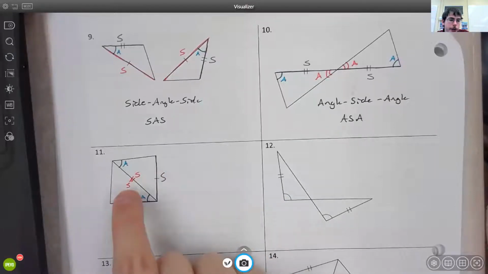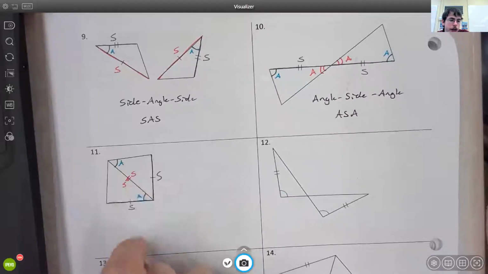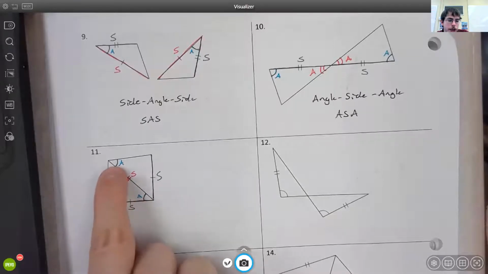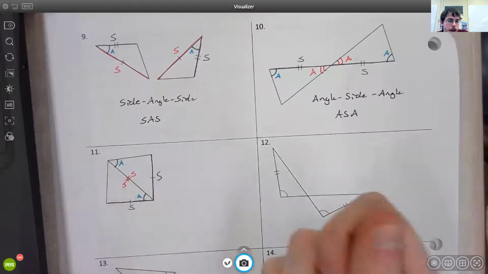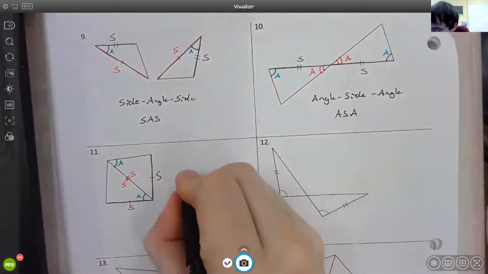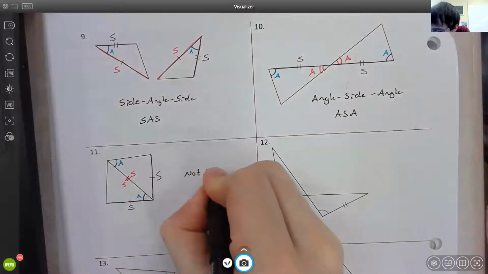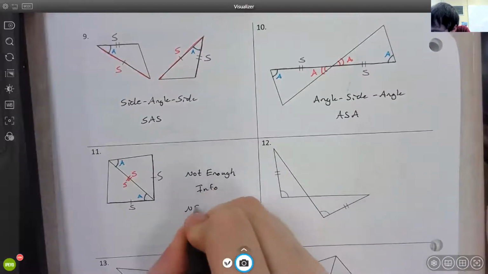Now look here at this bottom triangle. The angle is between the two sides. Is the same thing true for this triangle? Well, no. This one has it between, but this one, the angle is outside of it. So that means that we cannot conclude anything based on this. So this would be not enough information, or NEI.